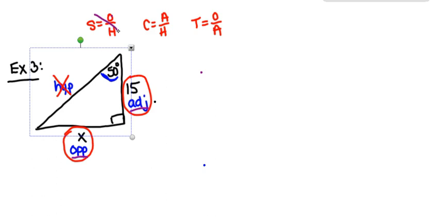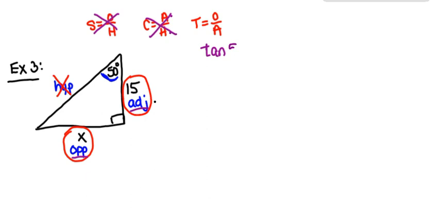This one is O and H, so it's not a sine. This one is A and H. Our problem is not a cosine. Like the last example we did, this one too is going to be a tangent problem. So tangent of our 50-degree angle is equal to the opposite, which is x, over the adjacent, which is 15.